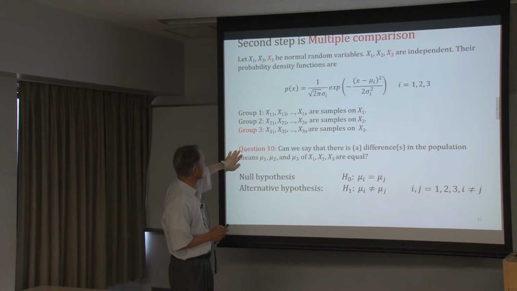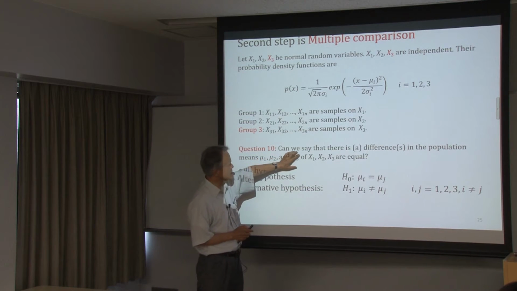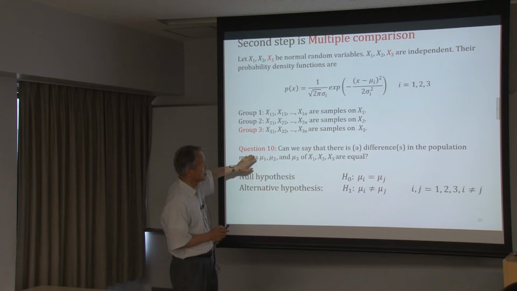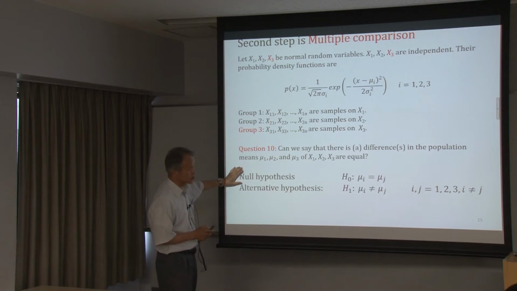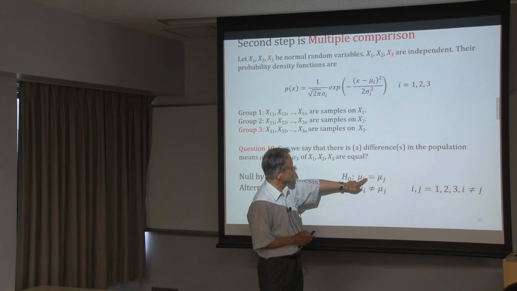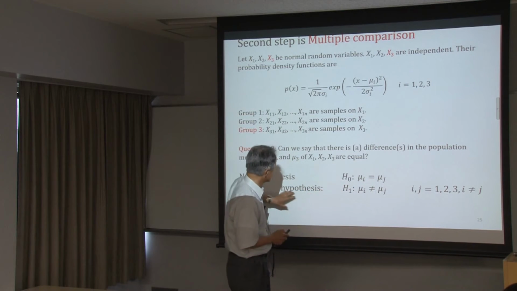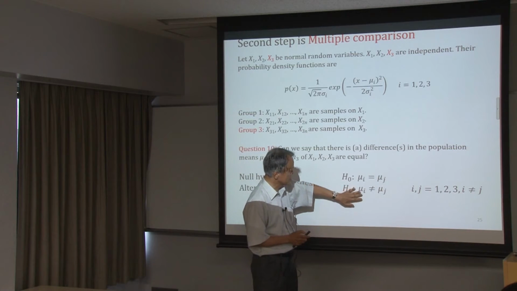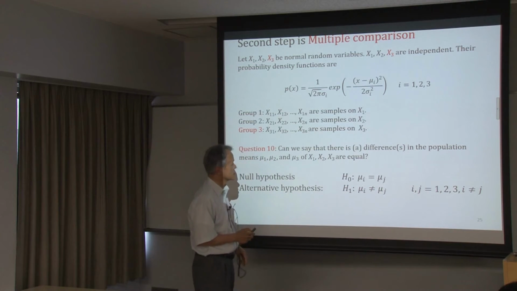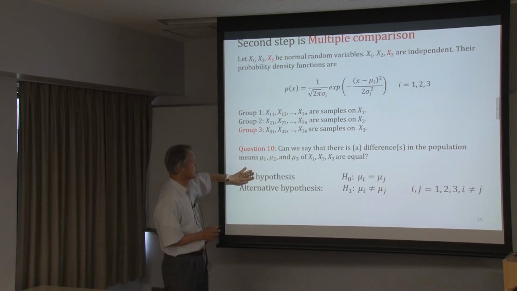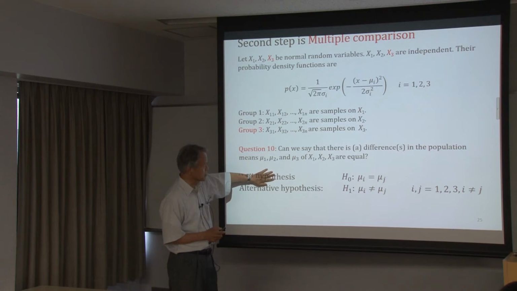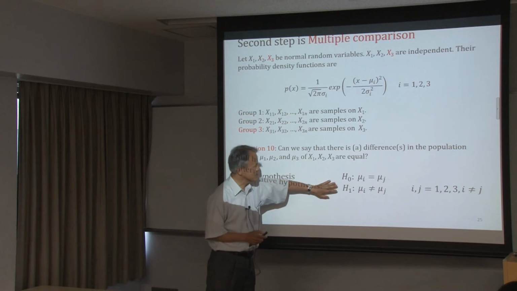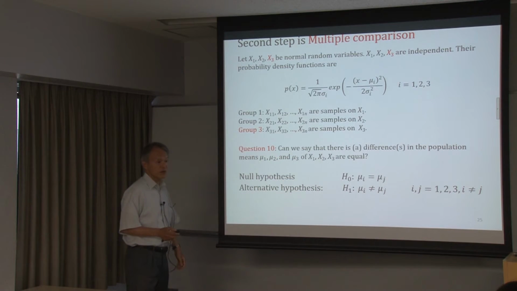The question is, can we say that there is a difference, or there are differences, in the population means mu1, mu2, mu3 of these data? So the null hypothesis is mu1 equals mu2 equals mu3, and the alternative hypothesis is that the mu are not all equal. Again, you want to reject one or two of these hypotheses, and you want to accept the alternative hypothesis.